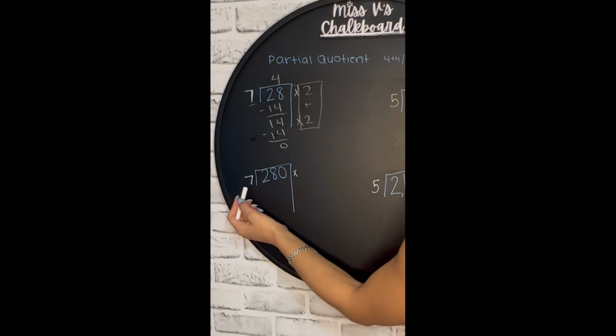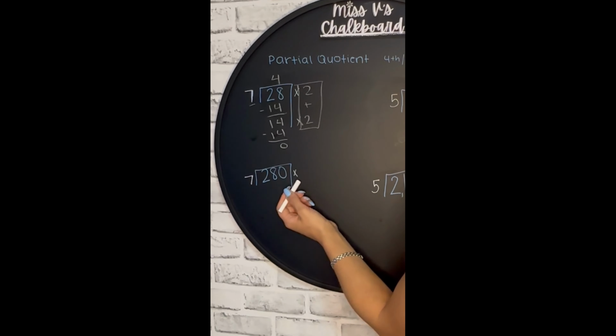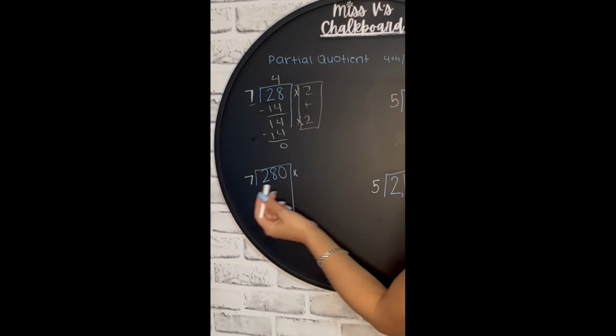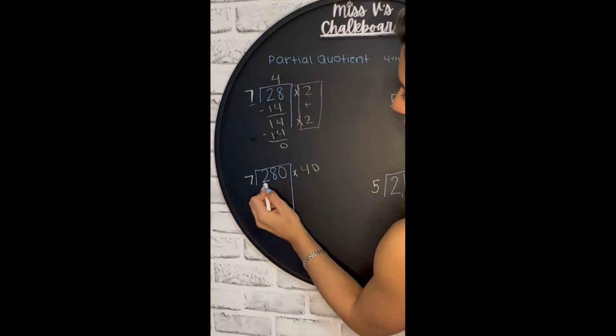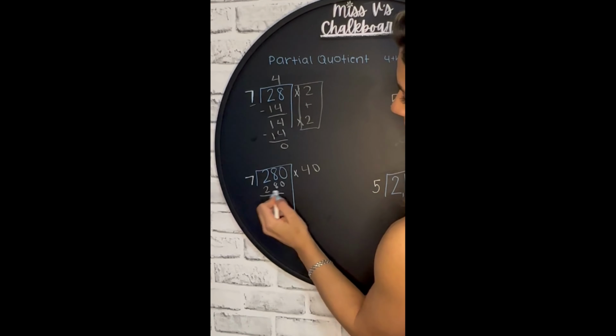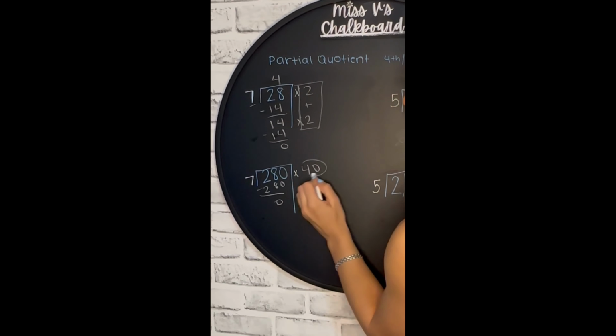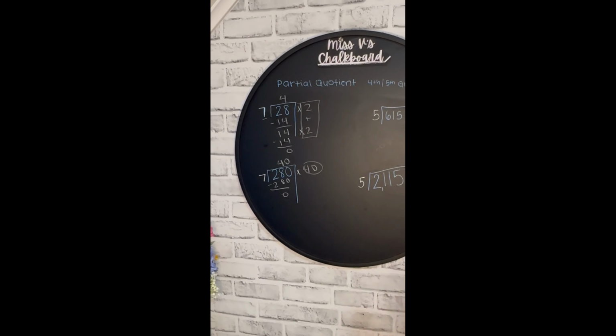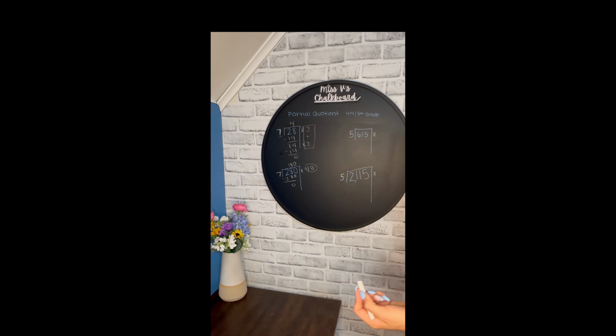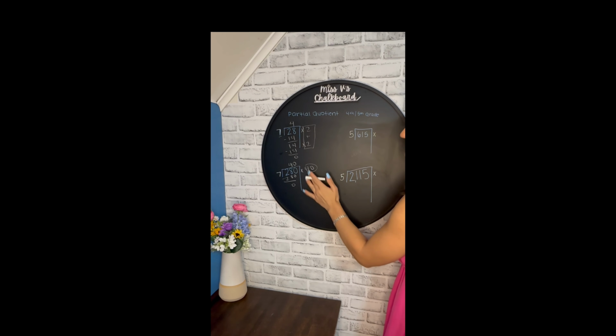We have 280 divided by 7. I know now that 7 times 4 is 28, so I'm going to multiply by 40. 7 times 40 is 280. I subtract and I get 0. My quotient is 40. Now again, let's say you weren't sure that 7 times 40 equaled 280. You could try multiplying it by a smaller number out here and you would still eventually get to the right answer, which is really nice about partial quotient. You don't have to know the exact answer right off the top of your head.